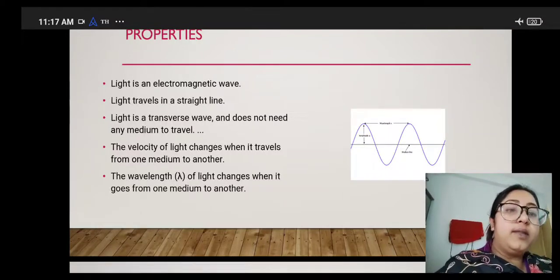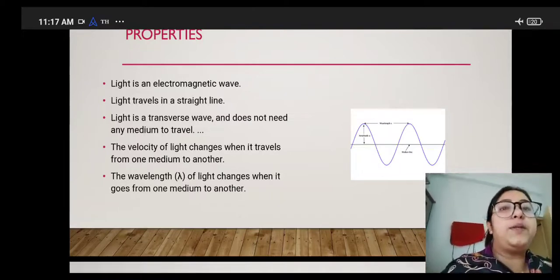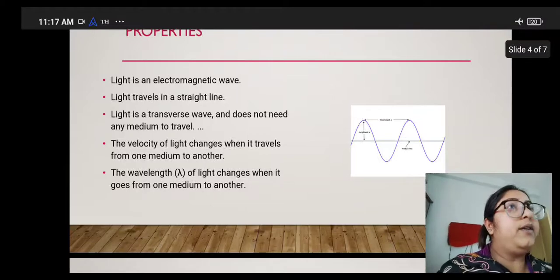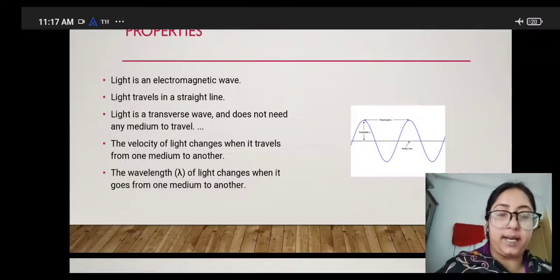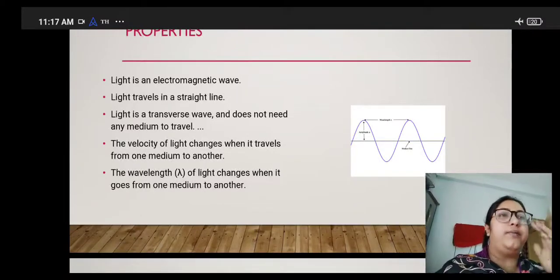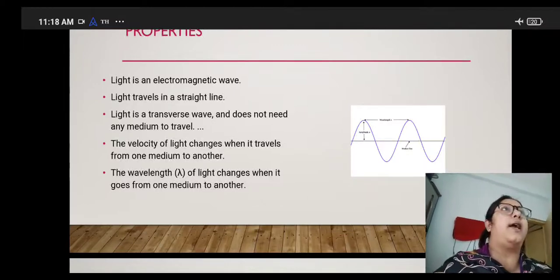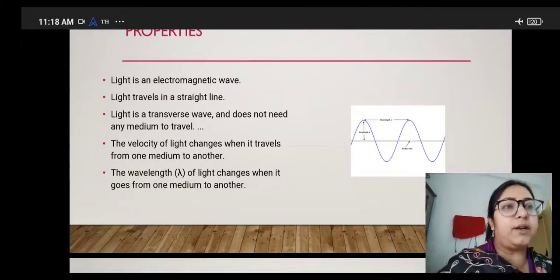That is why this property helps light to travel through vacuum. So there is another property, which is light travels in a straight line. Matlab, light can never change its path and travel in a zigzag manner or anything.